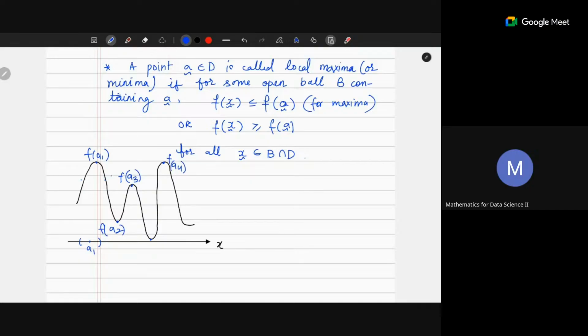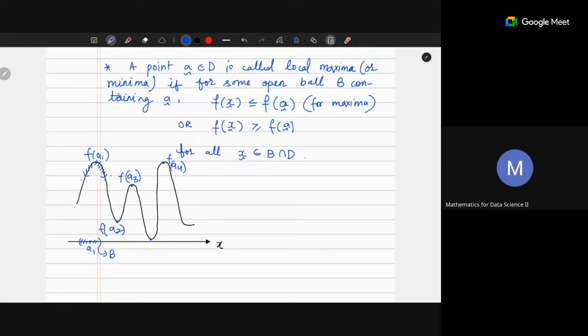Okay, so A1 is in the domain. Let's say at A1 it achieves the maximum, but this is not the maximum throughout the domain. It is a maximum for some small ball around A1. Okay, that's what this means. So it is a maxima value. It takes a maxima in a small open ball.